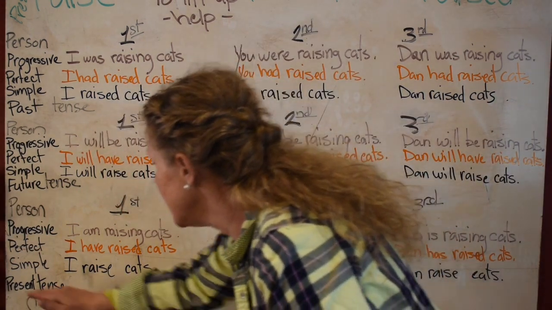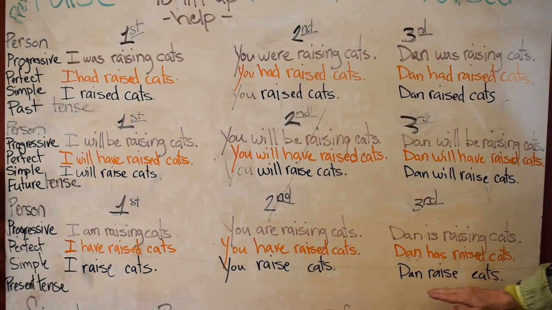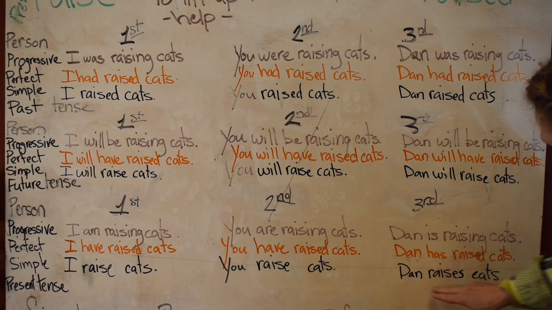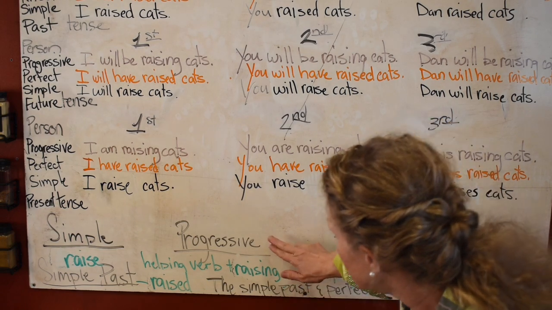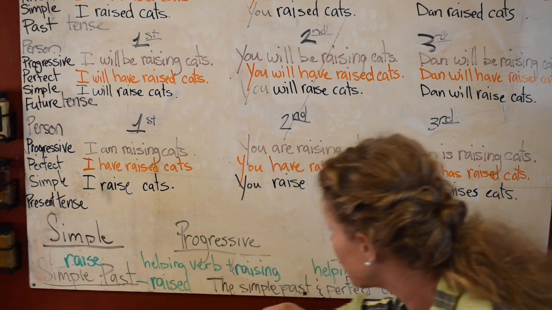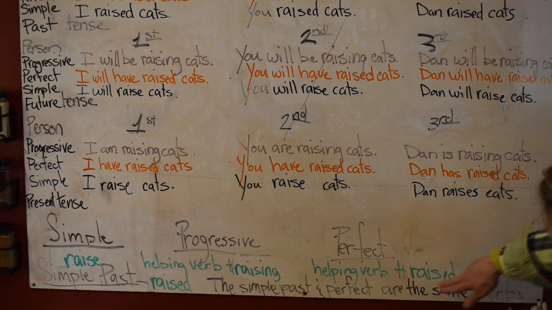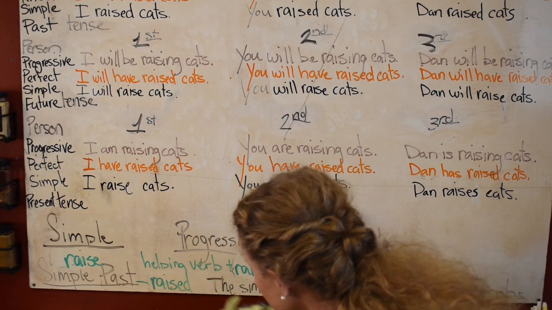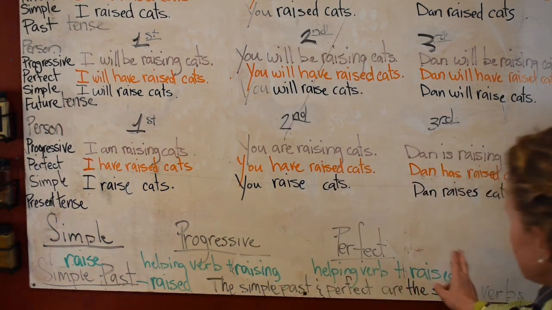So present tense, in the simple, I raise cats. You raise cats. Dan raises, third person, singular, takes the singular verb. Dan raises cats. The simple is raise without the auxiliary verb. Look, progressive is your auxiliary verb, your helping verb, plus raising. And the perfect is the helping verb plus raised. And your simple past is just raised without a helping verb. The simple past and the perfect are the same verbs. You just use them differently.